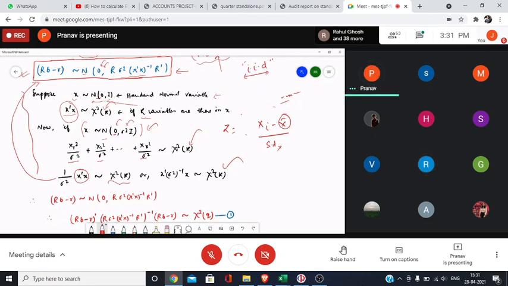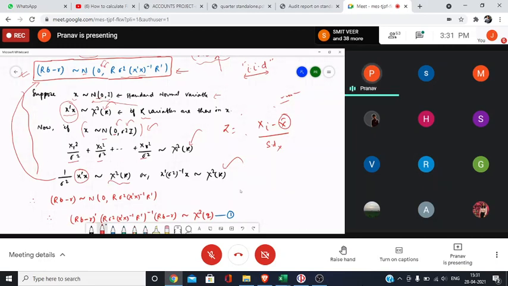So this part where we are writing it as inverse of the variance: why are we taking this variance in the inverse form? Because it is in the denominator, right? Yeah, got it. Okay.